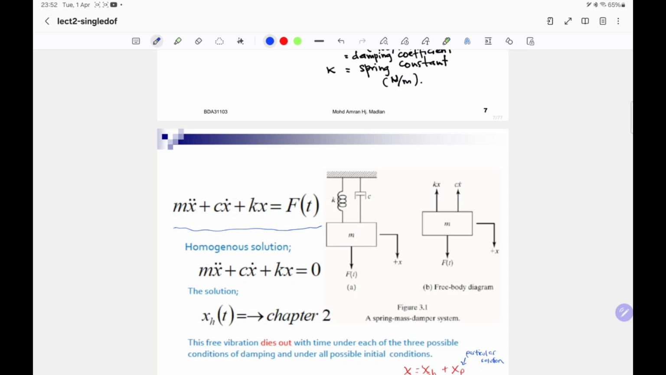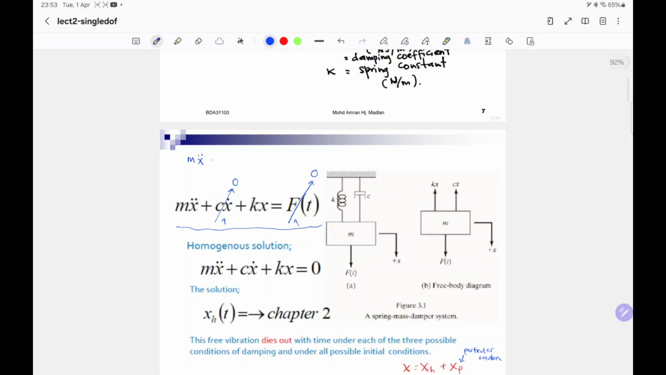So if you are considering free vibration, meaning that it doesn't have the external force, the external force becomes 0. And if we are considering undamped, meaning that it doesn't have any damping coefficient, this will also become 0. So for free undamped vibration, it doesn't have external force and it doesn't have damping coefficient, so the equation of motion will become m x double dot plus k x equals 0. Okay, so we have looked at this earlier.